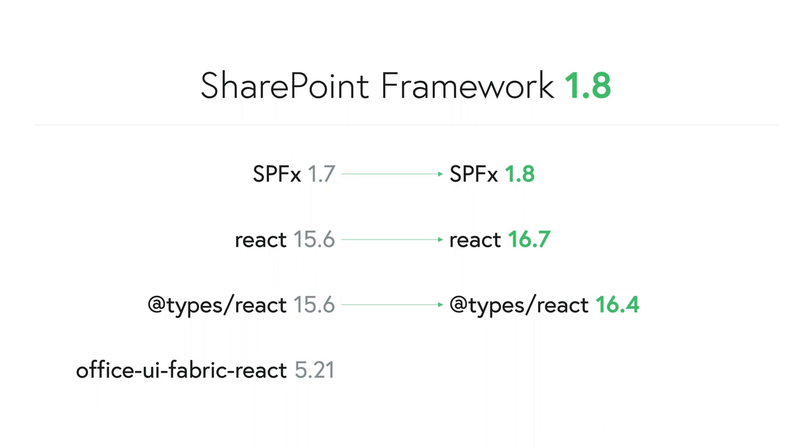Office UI Fabric has gone from 5.21 to 6.143. This one is probably the one that's causing the most issues because Office UI Fabric React version 6 has a dependency on a modern version of React, whereas we're using a previous version of React, and it's causing all these headaches, and a lot of issues have come up if you're using Office UI Fabric inside of your solutions. I'm going to show you how to get around that.